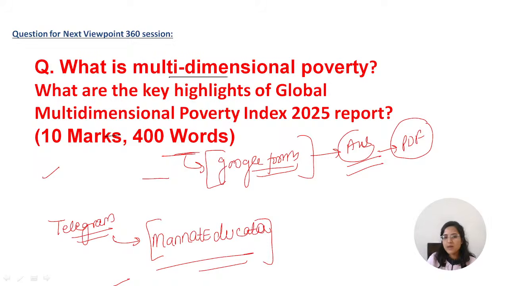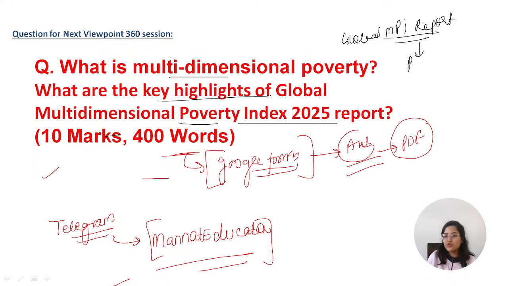What is multidimensional poverty? What are key highlights of Global Multidimensional Poverty Index 2025 report? So your global MPI report, one of the most important reports again, gives you a lot of insight related to the poverty scenario. It becomes important for you to cover. So this question, first of all, what is the keyword? Multidimensional poverty. So you have to explain the meaning of multidimensional poverty.